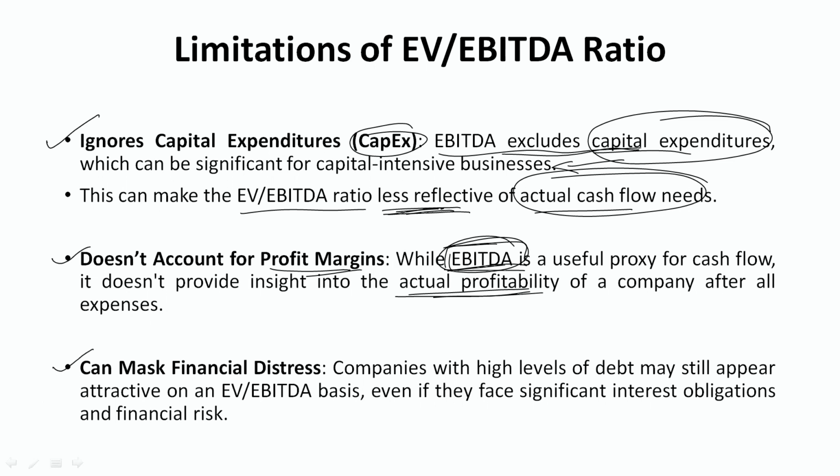And the third one is that it can actually mask financial distress. Masking financial distress means certain things are not evident in the way they should be. Sometimes you may have a high level of debt, but still you will have a good EV to EBITDA ratio. So this can lead to a positive sentiment for the stock, but in real terms the enterprise value is not as high as expected. So it can lead to financial risk.